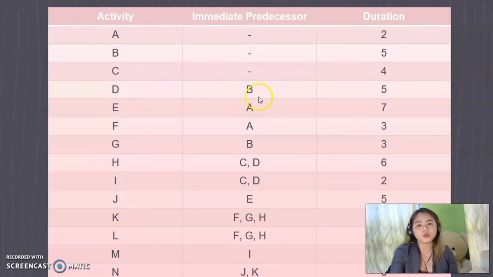So after we complete this particular activity, only then can we move to this activity here in this column. And this column is our duration. So it is talking about months. So 2 months in activity A, 2 months, B, 5 months. So these are the durations for our different activities here.